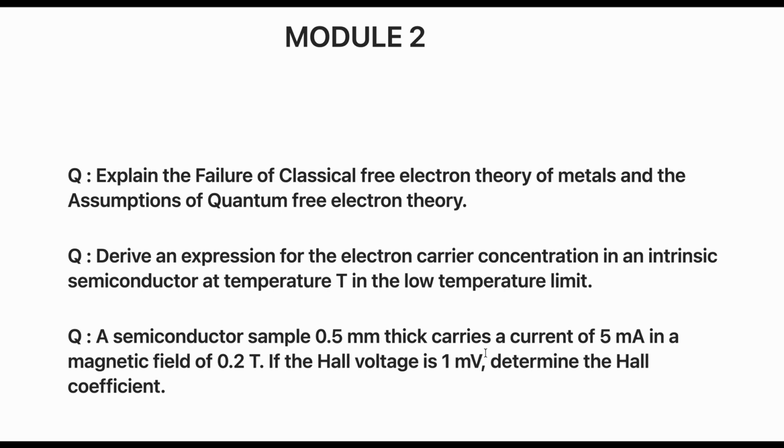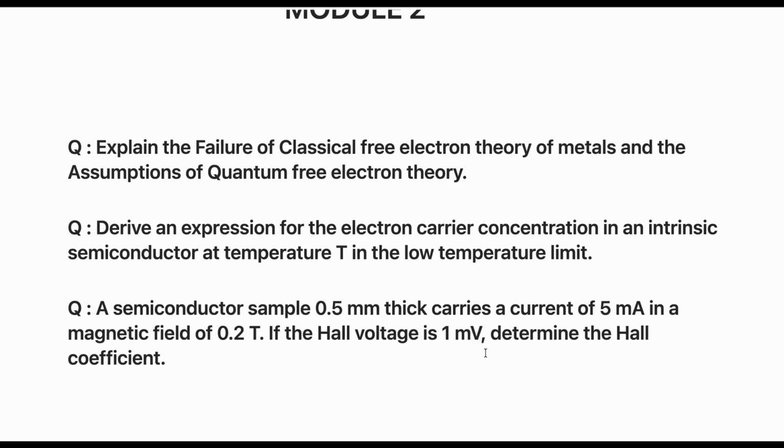Now move to our last question of this module, which is: a semiconductor sample 0.5 mm thick carries a current of 5 milliampere in a magnetic field of 0.2 Tesla. If the Hall voltage is 1 millivolt, determine the Hall coefficient. This question is also solved in my videos; you can go and check it from there. For solving this problem we are using one formula, which is RH equals VH t by I B, where I is the current given in this question and B is the magnetic field, which is 0.2 Tesla. With the help of this, we will calculate the Hall coefficient.